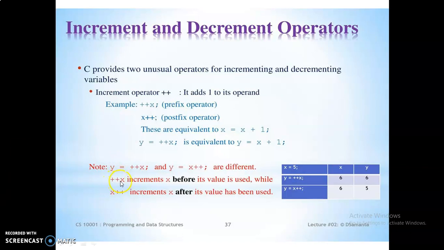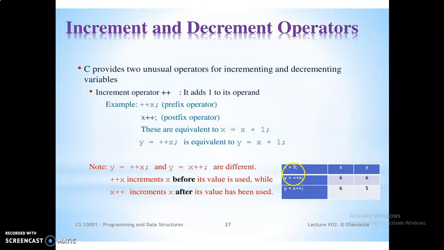Here plus plus x increments x before its value is used. Okay, before the value is used, it is incremented by 1, while x plus plus increments x after its value has been used. Okay, in this picture you can see clearly the value of x is 5. Here the formula is y equal to plus plus x. The value of x is 5. Here this is the x, this is the y operand. Okay. This is the expression y equal to plus plus x. So this is the prefix operator.